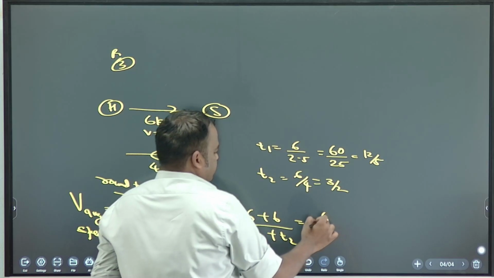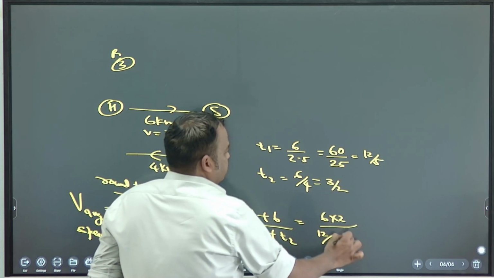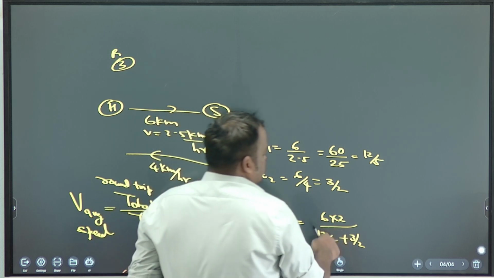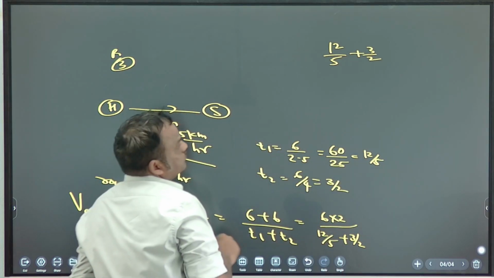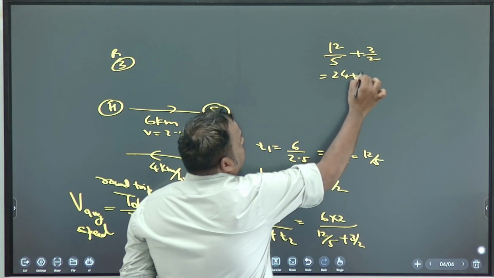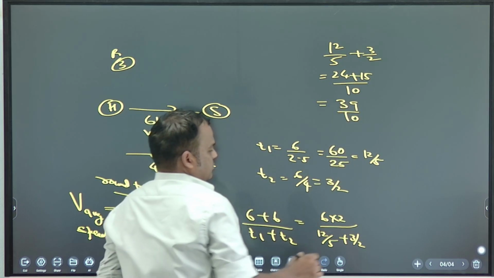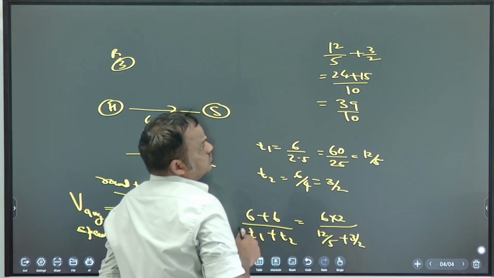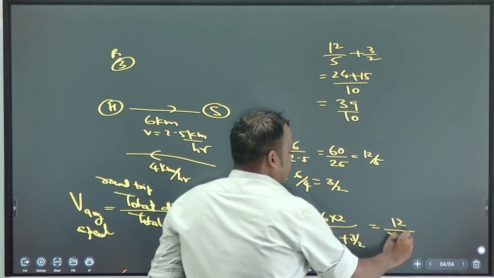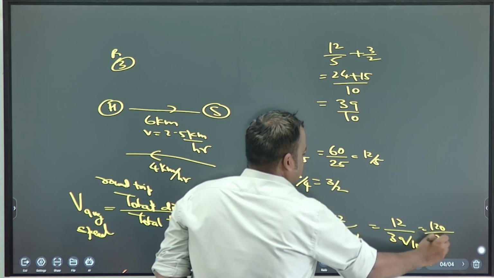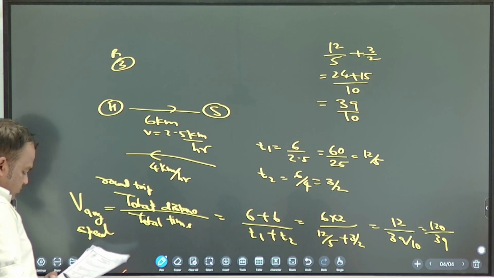So this is 6 plus 6, which is 6 into 2, by 12 by 5 plus 3 by 2. Now solve this. 12 by 5 plus 3 by 2. Okay, solve. So 24 plus 15 by 10, 39 by 10. Correct? So 12 by 39 by 10, so 120 by 39.